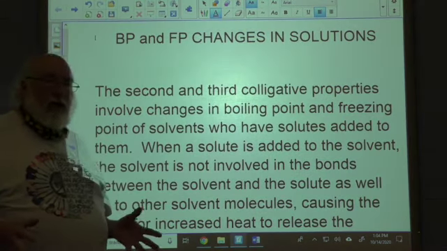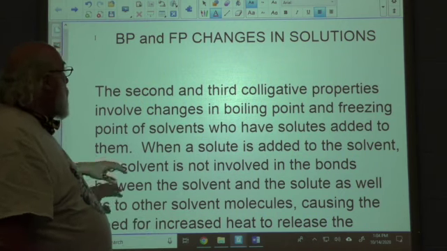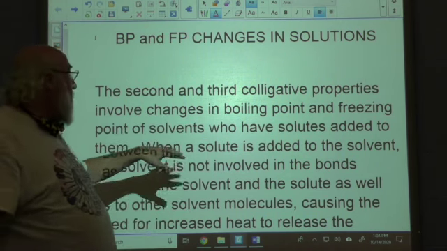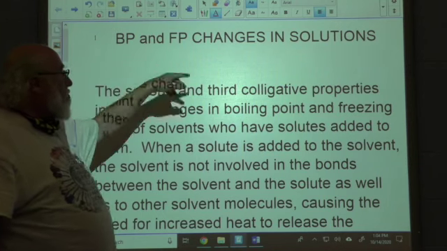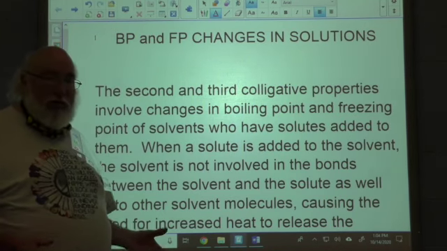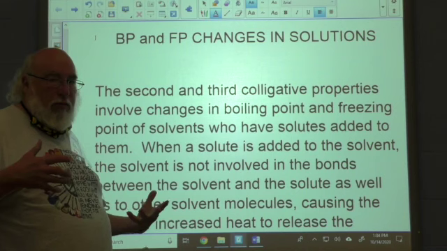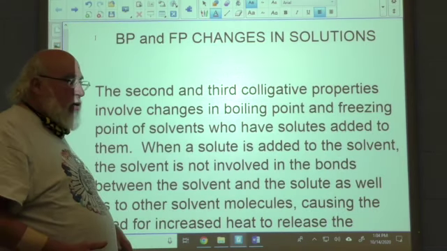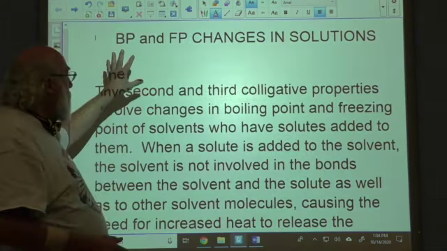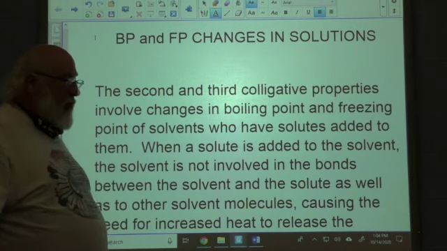Okay, the next topic in colligative properties deals with two properties, in fact: how we change the boiling point and freezing point when we add a solute to a solvent. How does that affect the physical properties of the solvent in terms of boiling point and freezing point?